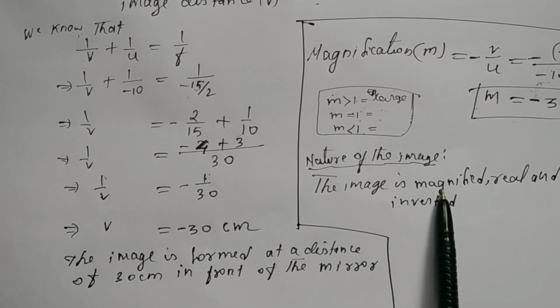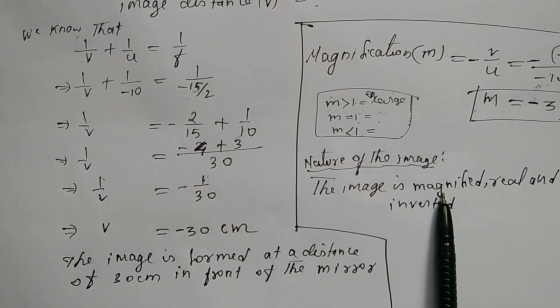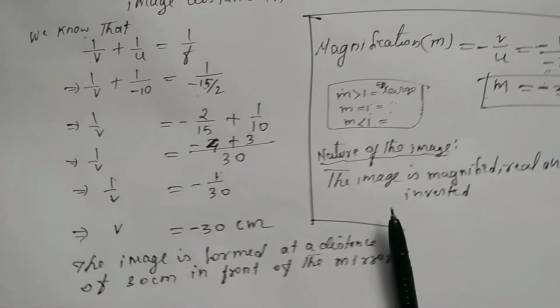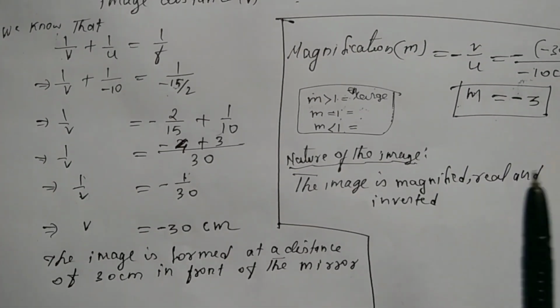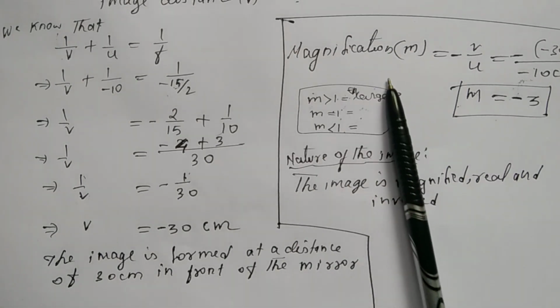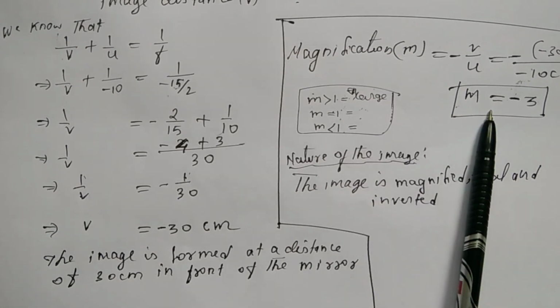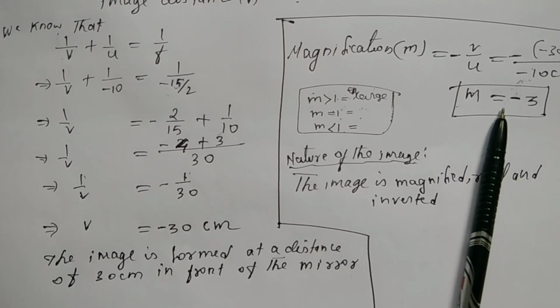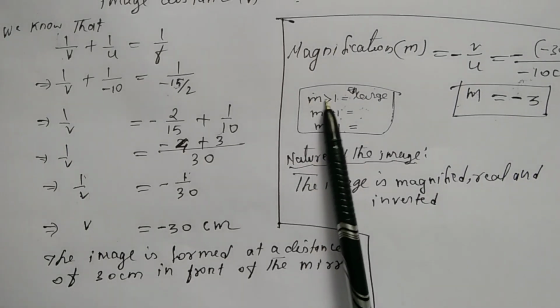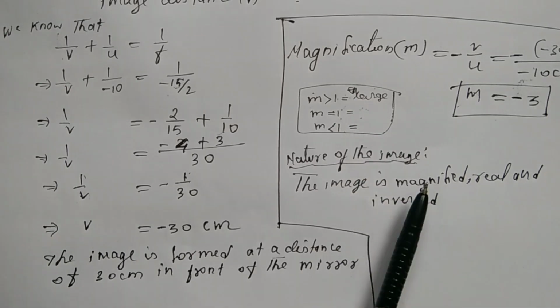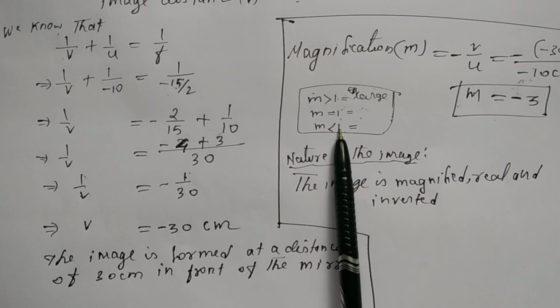And how do you check whether it is magnified or diminished? Diminished means very small. Magnified means large. By looking at the value of magnification, you can easily say that the image is magnified or diminished. So if m is greater than 1, the image is what? Magnified, that means large.